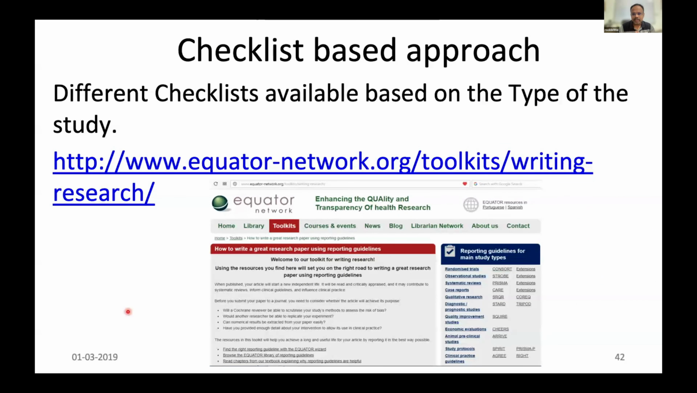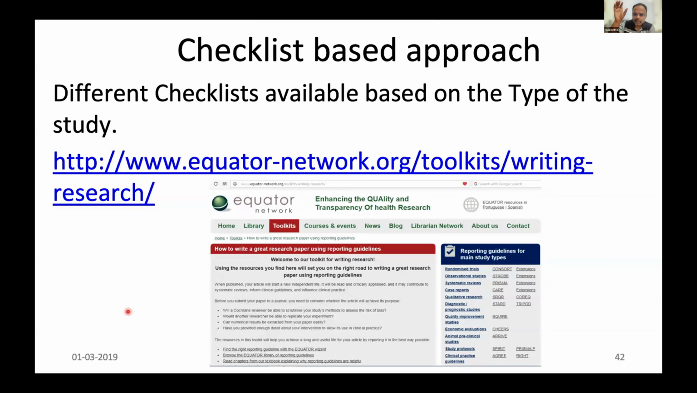I am going to end this methodology session with one important thing, to ensure the quality of the research, we have the checklist based approach. There are different checklists available based on the type of the study. If I say CONSORT guidelines, many of you will remember it is a checklist for standards of randomized controlled trials. Some community medicine PGs may know the STROBE guidelines, which are used to assess the standards of observational studies. So like that, we have different checklist based approaches.